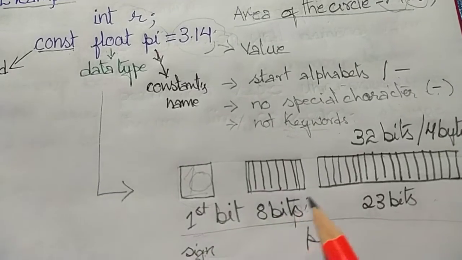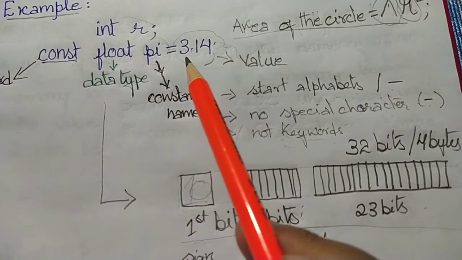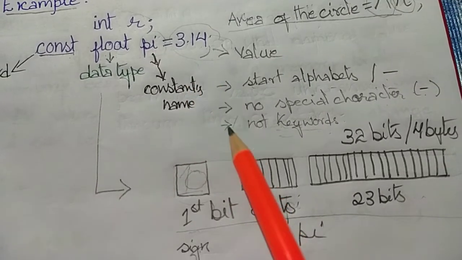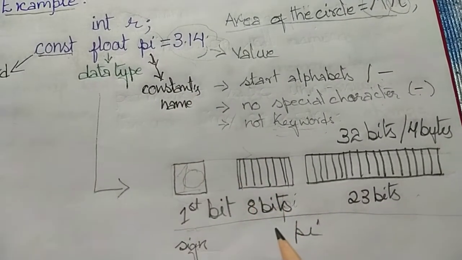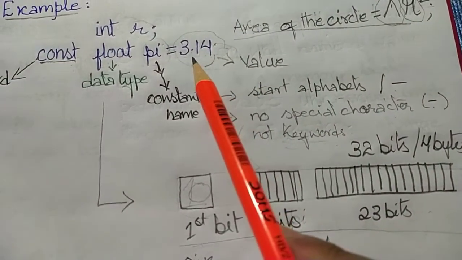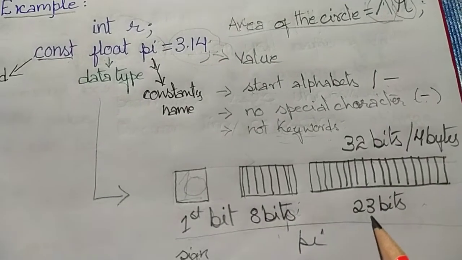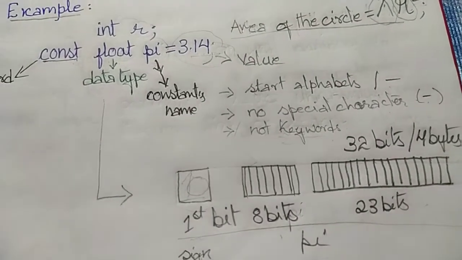Then next, in the 8 bits portion, the value 3, that means the value before the decimal point, will get stored in the second 8 bits. And then 0.14, or the value after the decimal point, will get stored in the 33 bits.